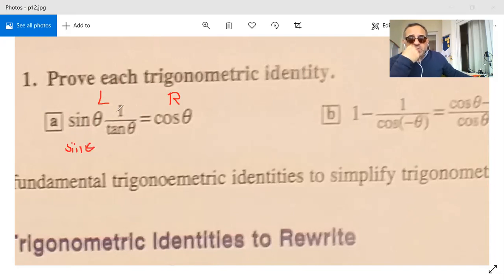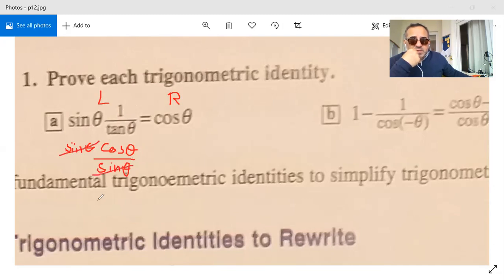We have a rule or identity: 1 over tan theta is equal to cosine theta over sine theta. So, left side: sine theta multiplied by cosine theta over sine theta. You cross out sine theta with sine theta, the denominator and the numerator cancel, sine theta with sine theta.